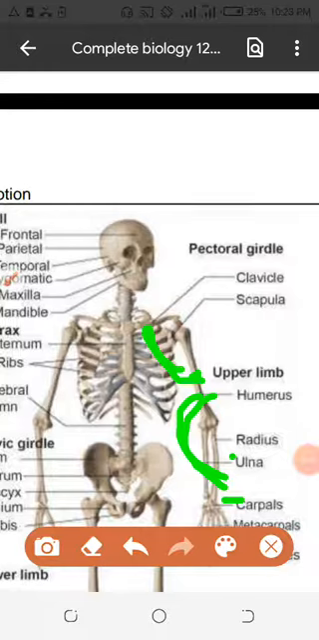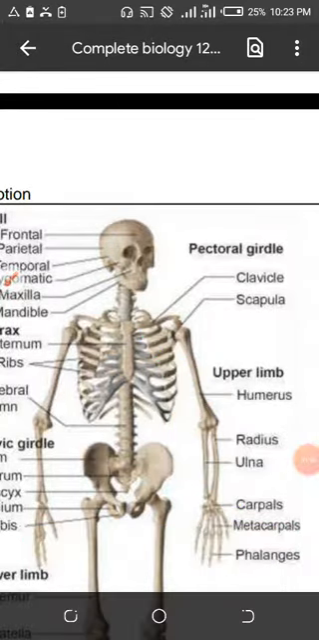Scapula is the back side. I will tell you later on, because the scapula is on your backside. That is also called the shoulder blade, and the scapula has a large surface area. So students, you are watching, these bones are so important.